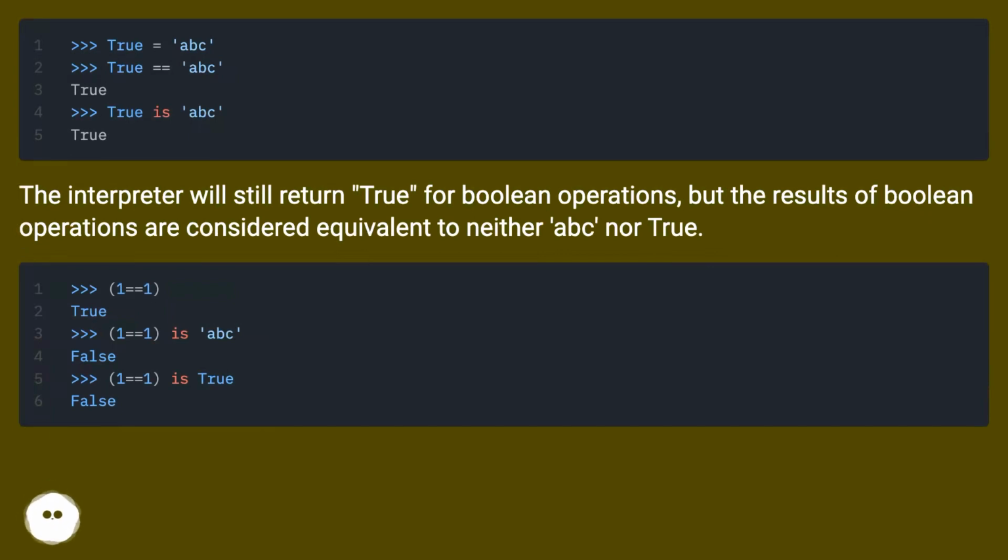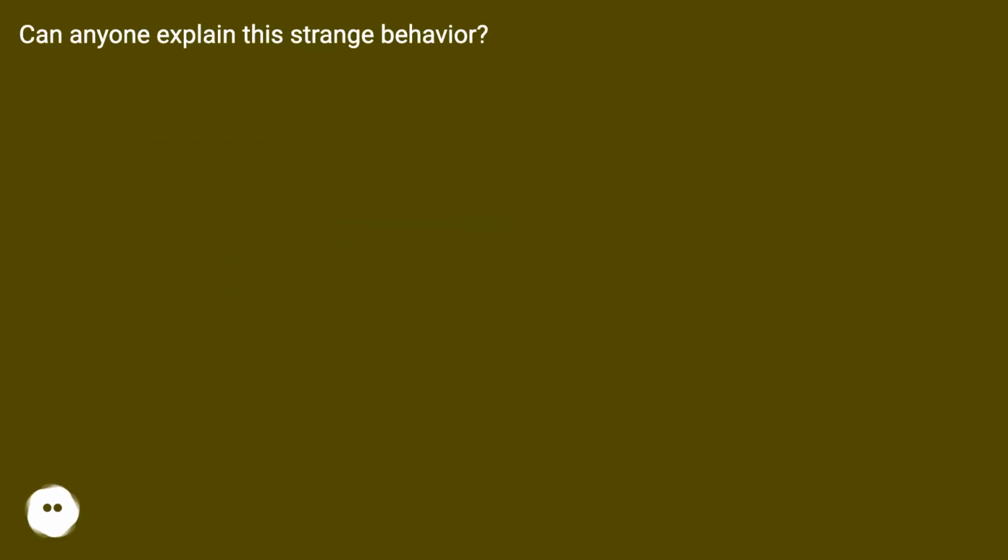The interpreter will still return true for Boolean operations, but the results of Boolean operations are considered equivalent to neither ABC nor true. Can anyone explain this strange behavior?